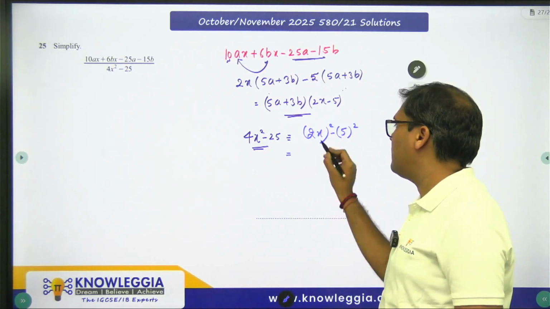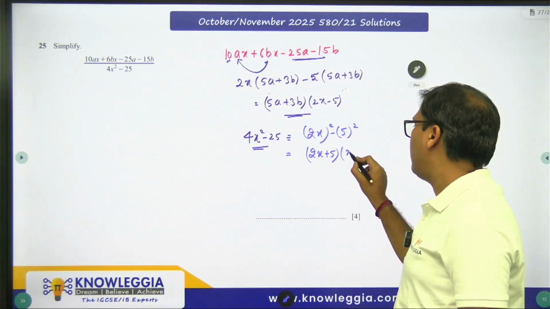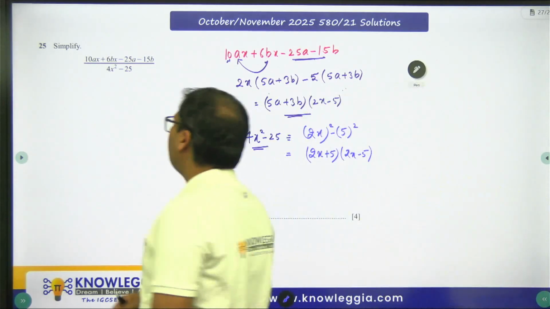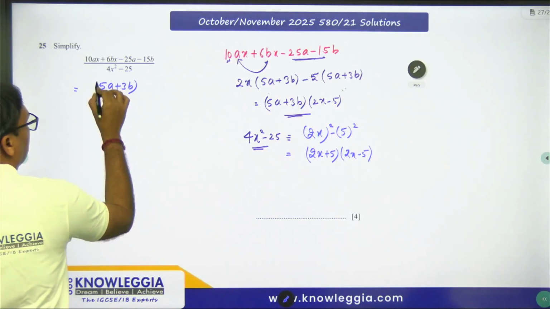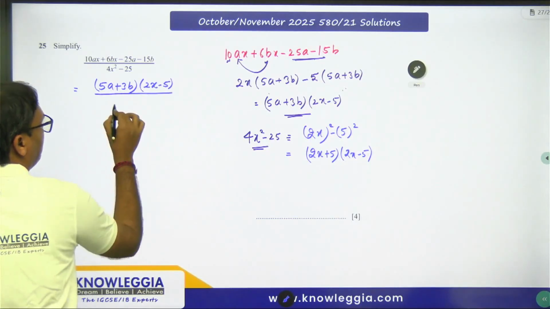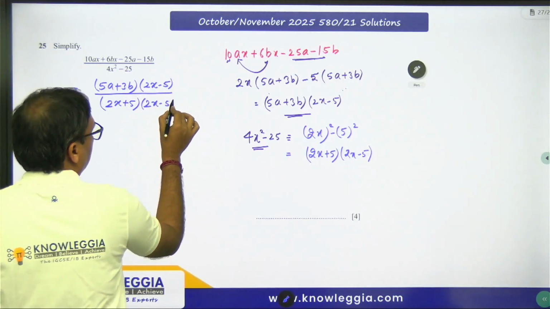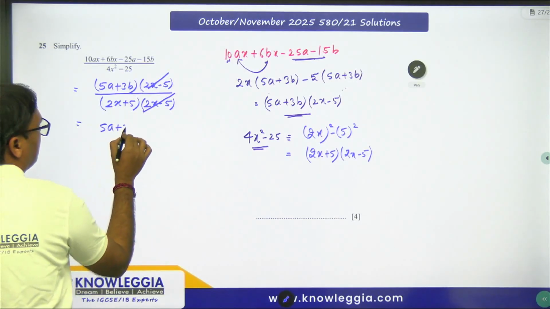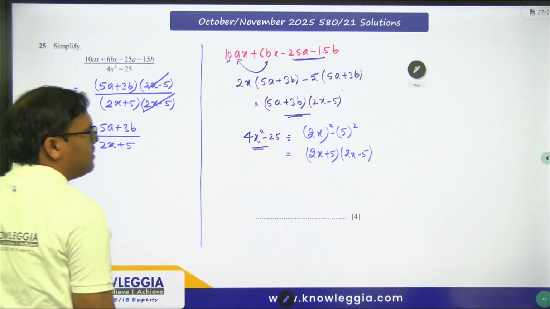Now we know a square minus b square is a plus b into a minus b. Correct? Now substitute the values. You can see, if I put this, it is 5a plus 3b into 2x minus 5 divided by 2x plus 5 into 2x minus 5. So this is cancelled out. So what is the answer? 5a plus 3b upon 2x plus 5. That is the answer for this question.